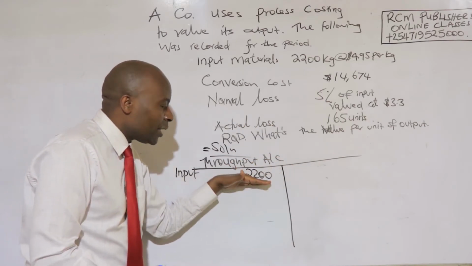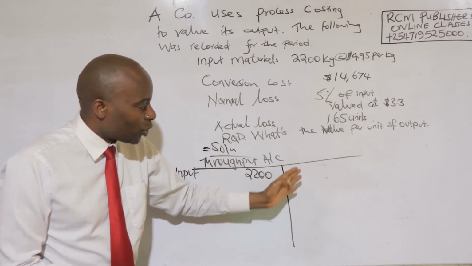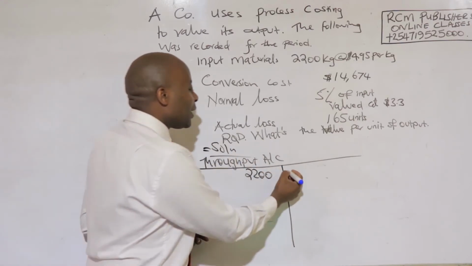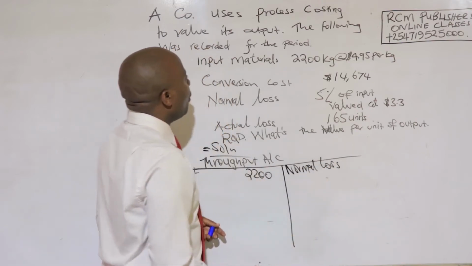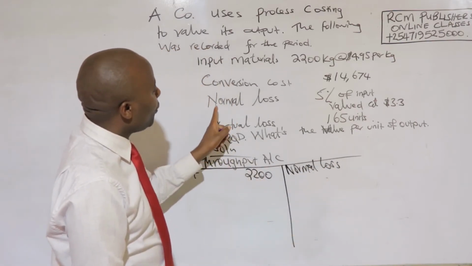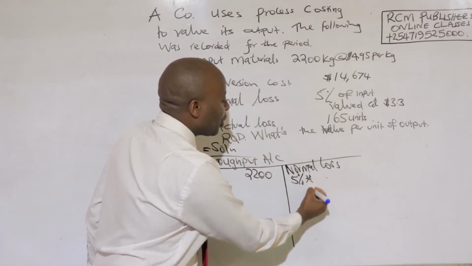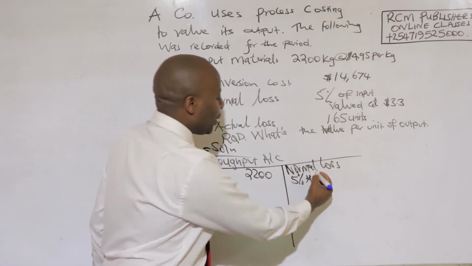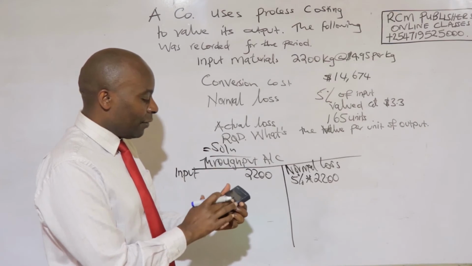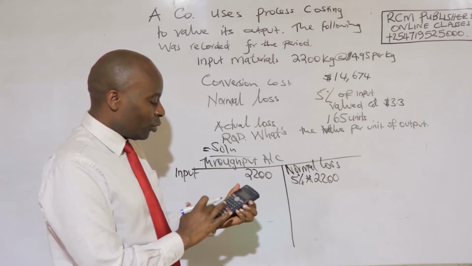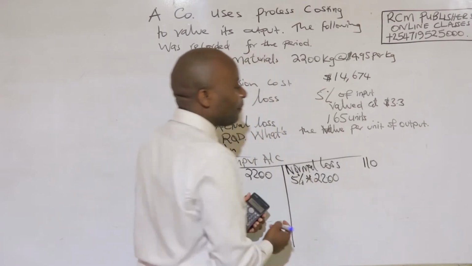We know that some of these will be lost normally. So losses will always go to the credit side. So we have here normal loss. The normal loss which has been provided here is 5% of the input, so 5% of 2,200. So we have 0.05 times 2,200, which gives us 110.